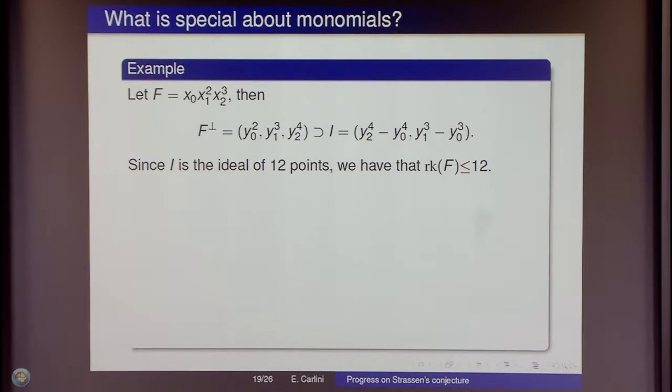Because you can decompose it using 12, because by the polarity lemma you have a set of 12 points, the ideal of a set of 12 distinct points, and then you can play this kind of game. How do you get the lower bound?